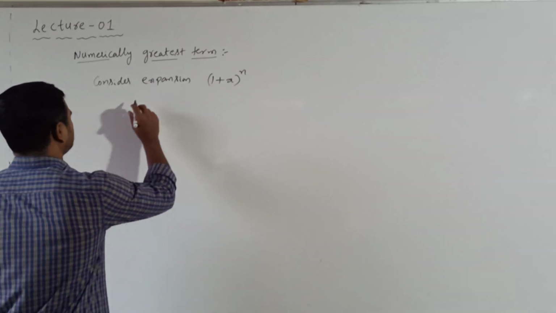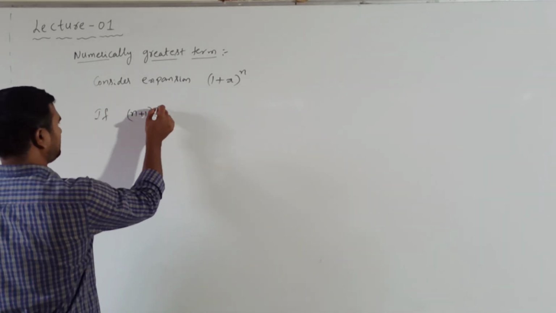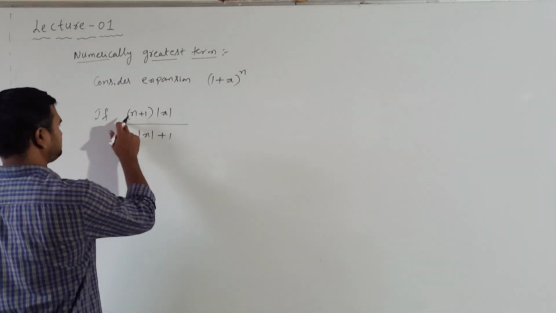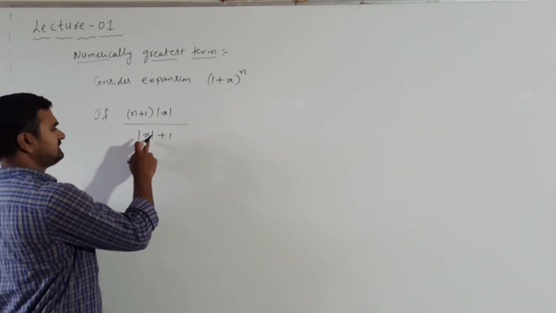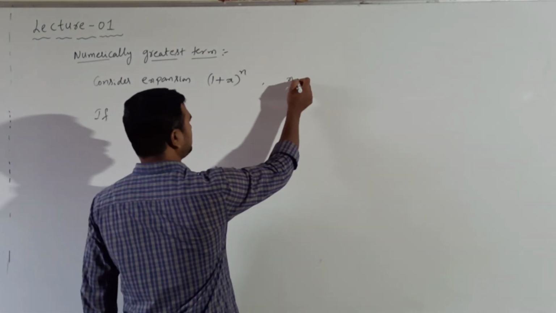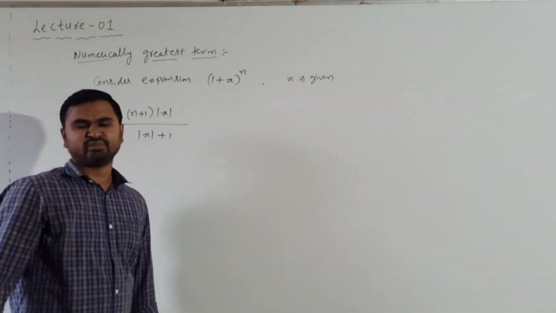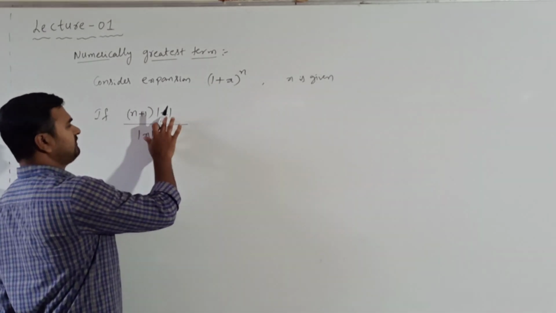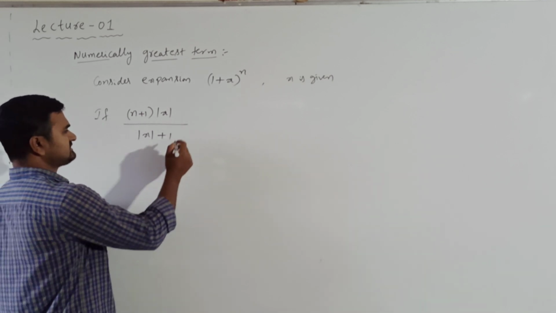the value (n + 1)|x| / (|x| + 1). It depends on the value (n + 1)|x| / (|x| + 1). So here some value of x will be given, like 3/2 or x is 1/3, like this. Okay, so x value will be given, we know n, we know x. So find this value (n + 1)|x| / (|x| + 1).